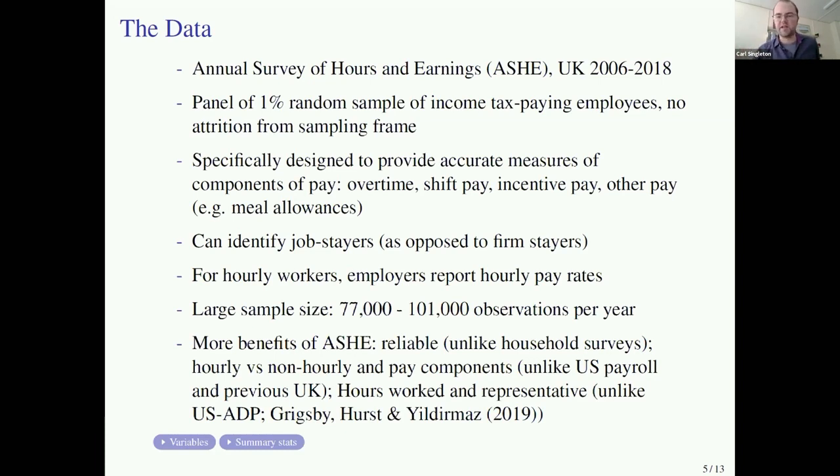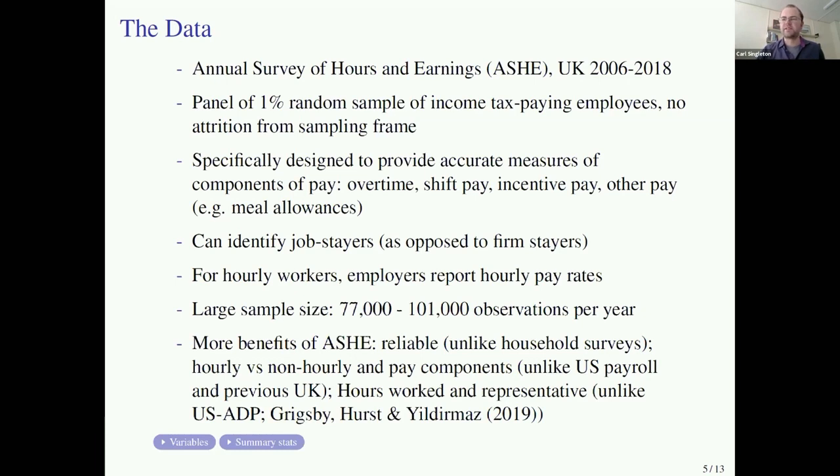And the example I put there is meal allowances, but that would include anything else which appears on the payroll, which is not the other components. And then vitally importantly, in our view, relative to other payroll and administrative data sets, is that we can actually identify job stayers. So we can actually see in the ASH, because there's a marker and because firms report the occupation of their workers, and they're specifically asked in the ASH, did this worker work in the same exact job and do the same duties as the year before? Meaning that we're able to focus on job stayers and not just firm stayers.